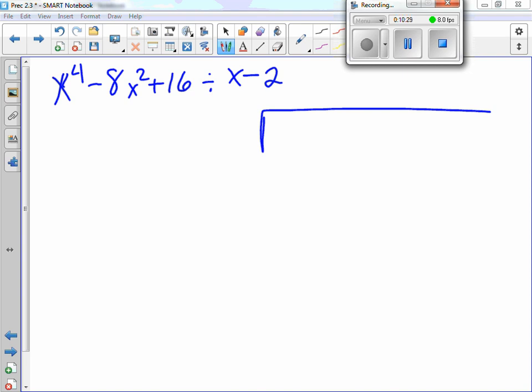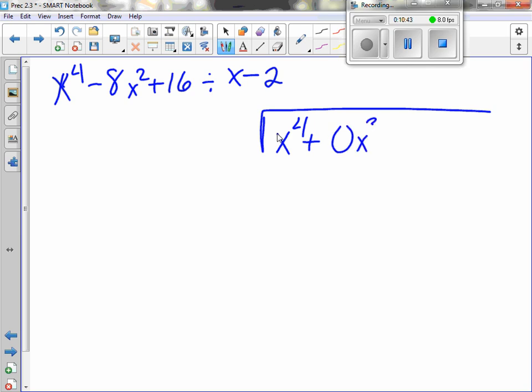Now, hopefully you noticed that there are some variables that are missing, yes? Because we have 4, 2, 0. So if I write it in here, I have x to the fourth plus 0x cubed minus 8x squared plus 0x plus 16. So I have to fill in those gaps. Even though they're not written here, I need them here.